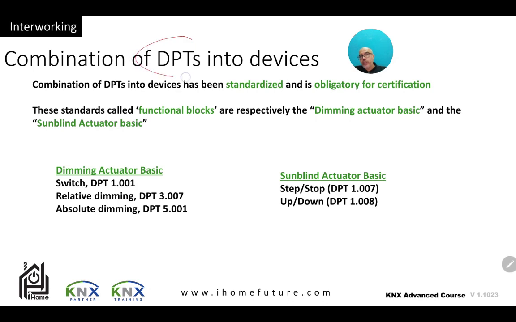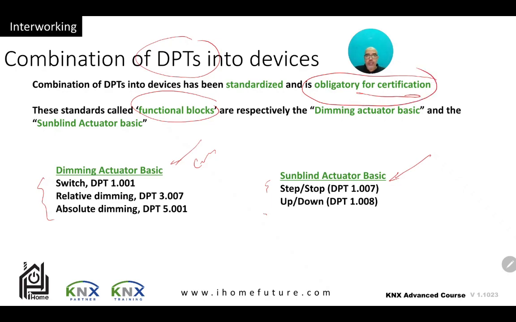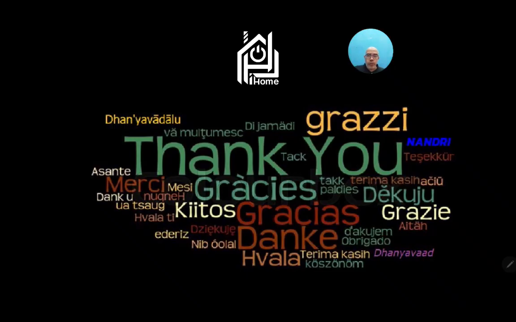Then you can combine those data points together in something that we call a functional block. It tells you that each device will have a minimum set of data point types. So as a dimming actuator, to get certified, at least I have those 3 data points: the switching, the relative dimming and the absolute dimming. If I have an actuator that will act as a shutter or blind, then I should have the step stop and the up down. These are the minimum. If I don't have this minimum, then I will not be able to get my certification, because it's obligatory for certification. Okay, that's the end of the chapter.